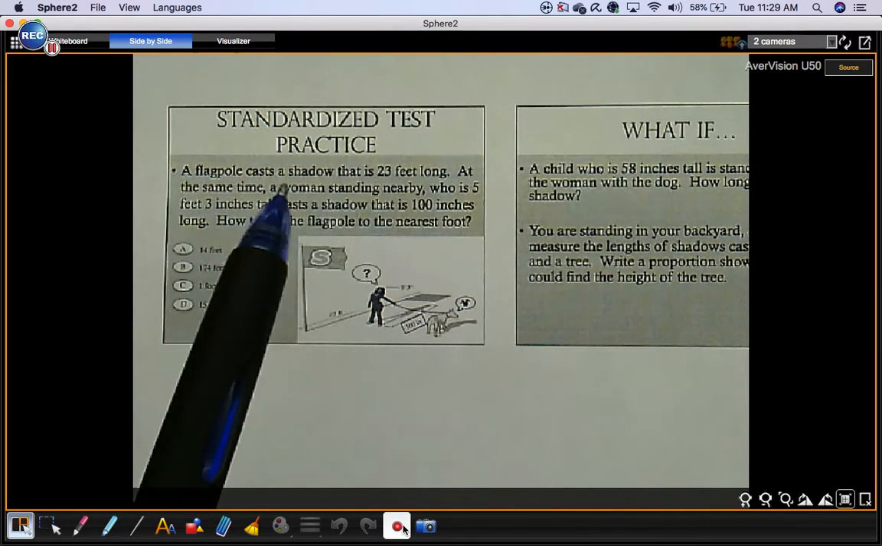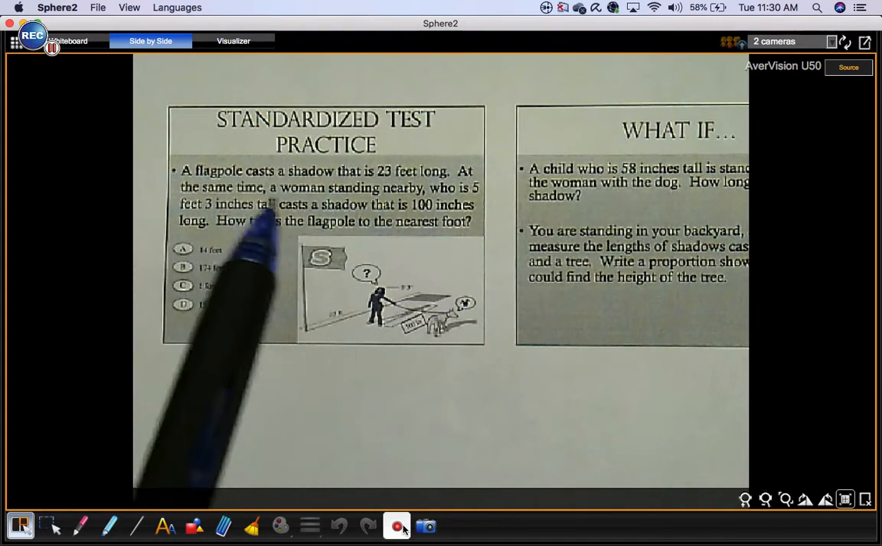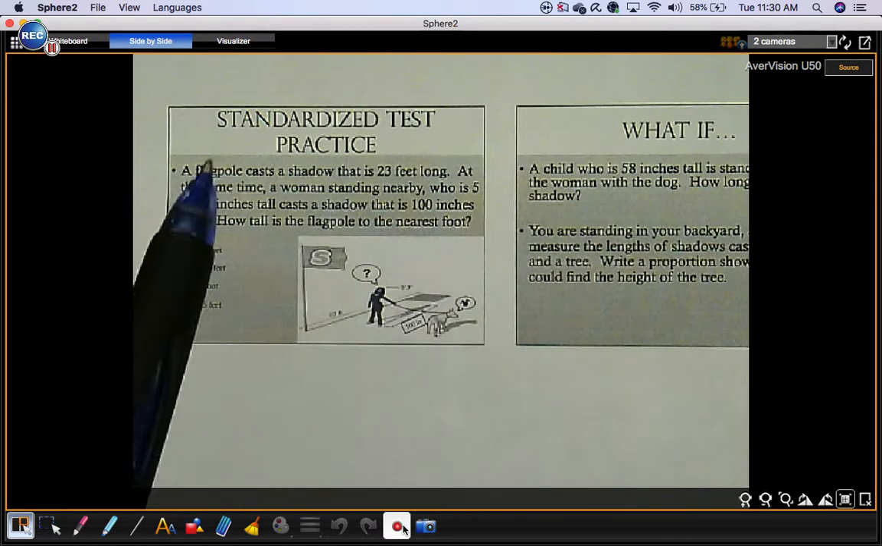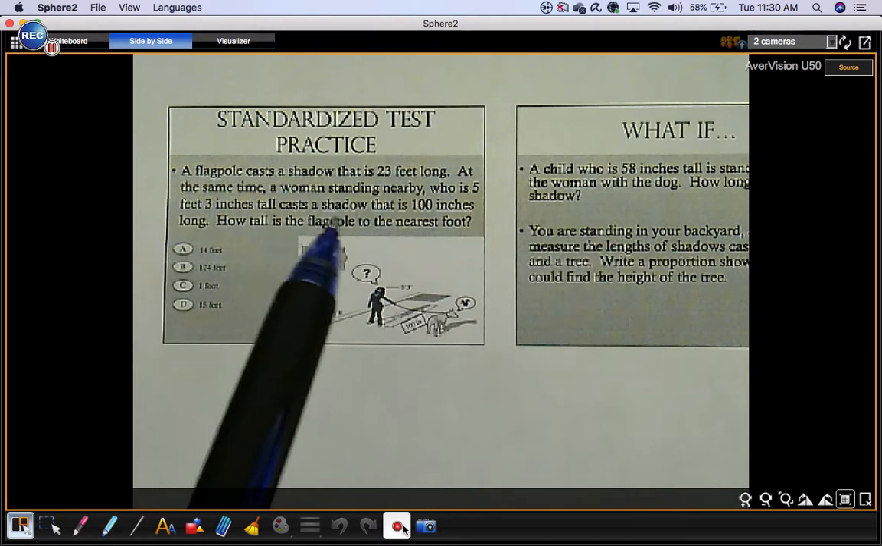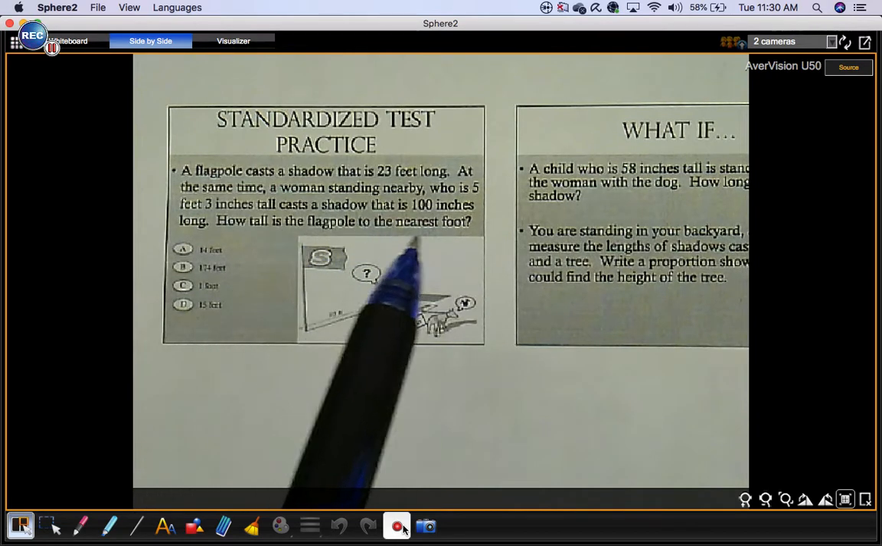A flagpole casts a shadow that is 23 feet long. At the same time, a woman standing nearby who is 5 foot 3 inches tall casts a shadow that is 100 inches long. How tall is the flagpole to the nearest foot?